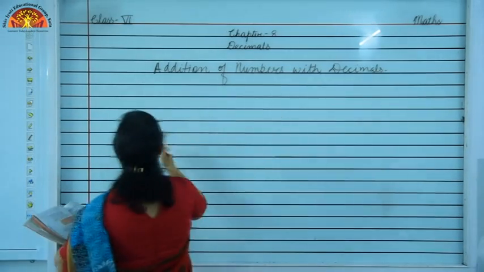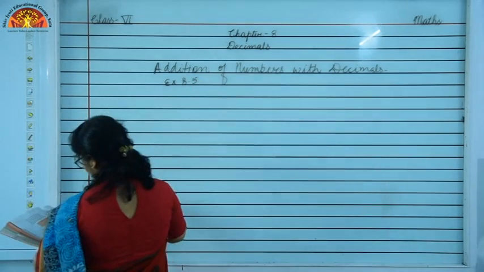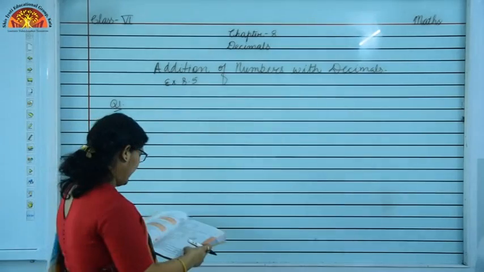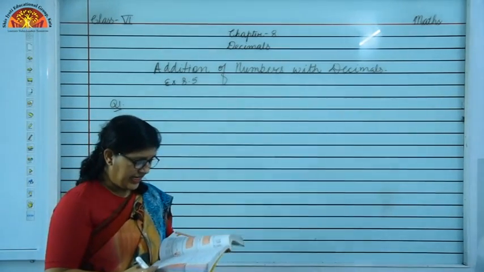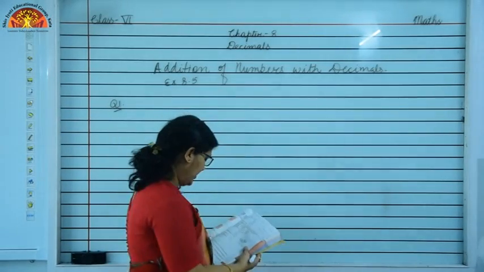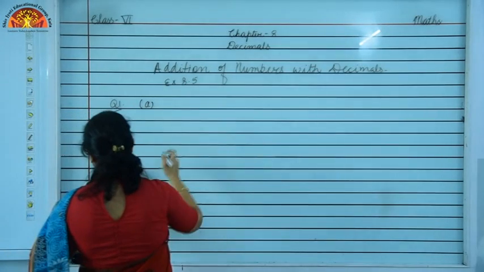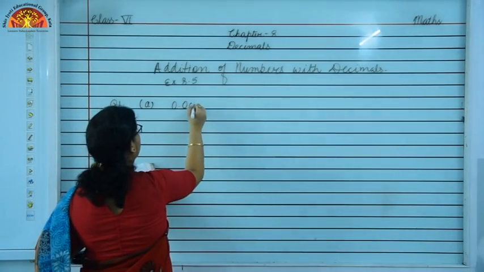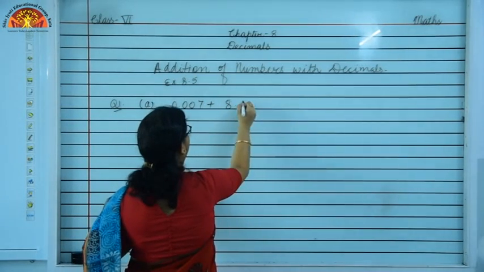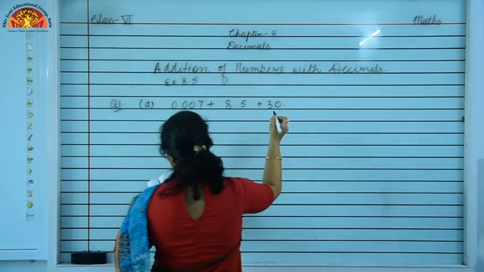Now start exercise 8.5. Question number 1. Question number 1 is find the sum in each of the following. You have to find the sum. We take a part of this: 0.007 plus 8.5 plus 30.08.